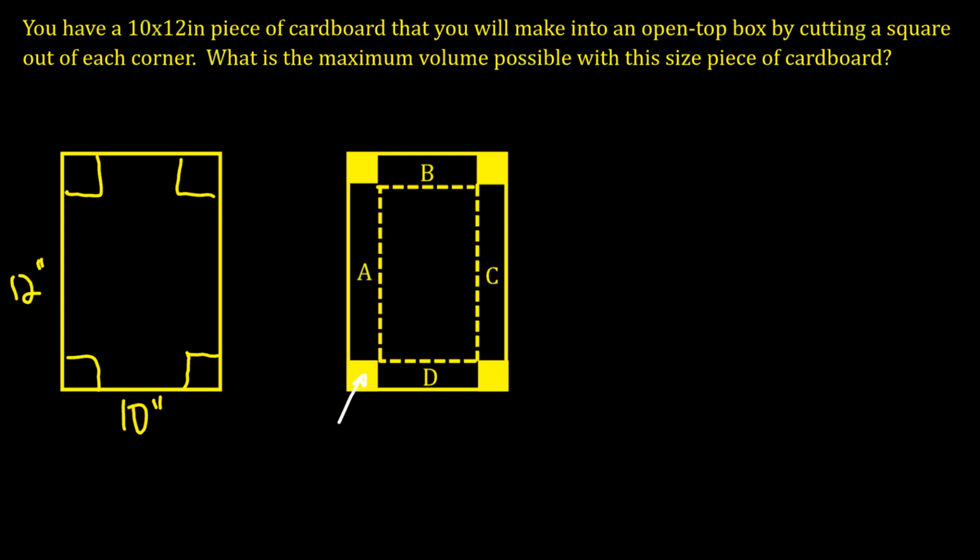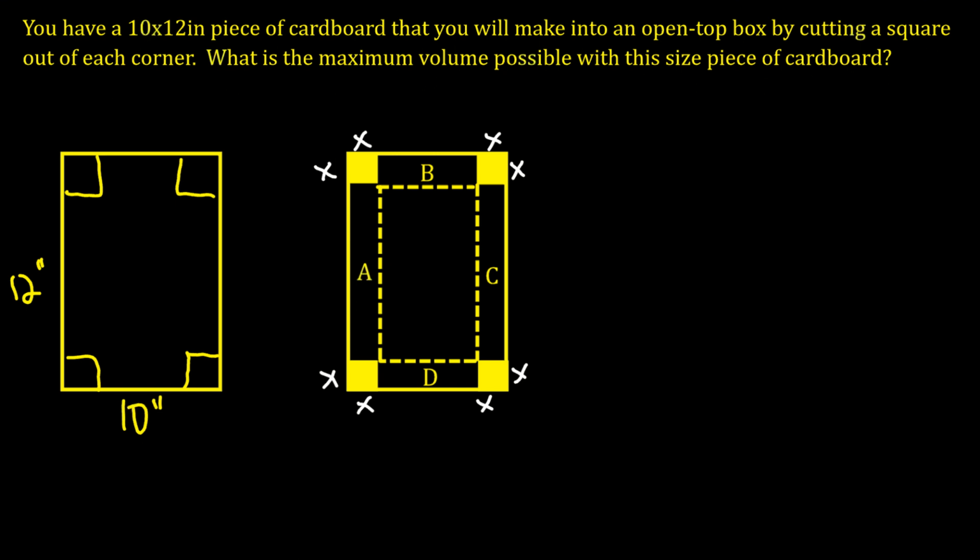To make our lives easier and give this an equation, we're going to call each side of the square that we cut out just x. We'll just choose some variable. X tends to be a pretty common one. So what we're doing is cutting an x by x square out of each corner.